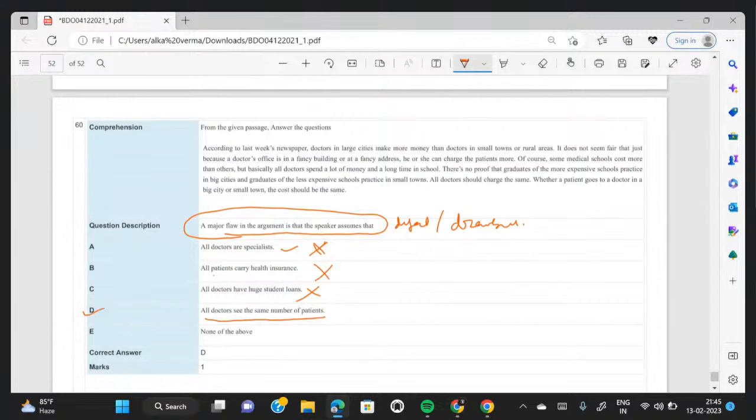According to the author, it is saying that all doctors see the same number of patients, but this is not the correct thing. That is a major flaw in the above comprehension, that all doctors do not see the same number of patients. Obviously some doctors will have a good number of patients, and some will have fewer patients. So definitely your answer is D.